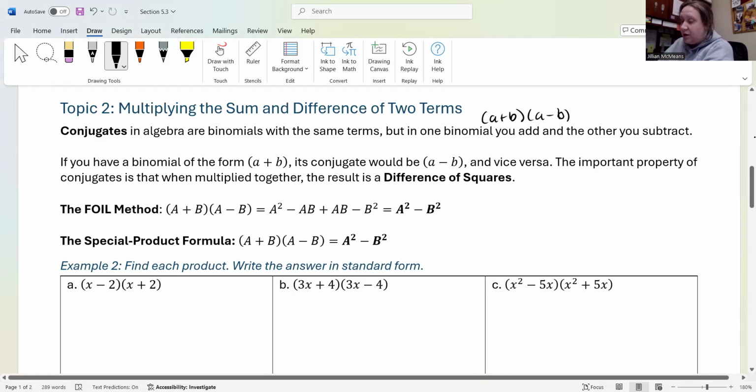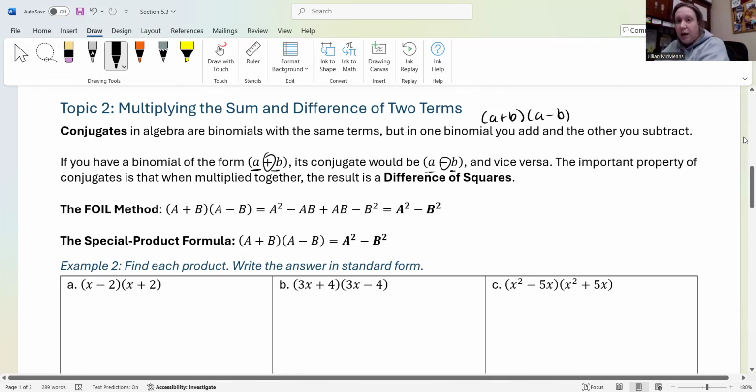I wrote that out up here, but notice we have a and b in the same order. We just change from addition to subtraction. So in one binomial you're going to add those two terms, and in the second binomial you're going to subtract those two terms. Or the first one you could subtract, the second one you could add. It doesn't matter which one you add or subtract, just know you're going to have two terms, you add them, you subtract them.